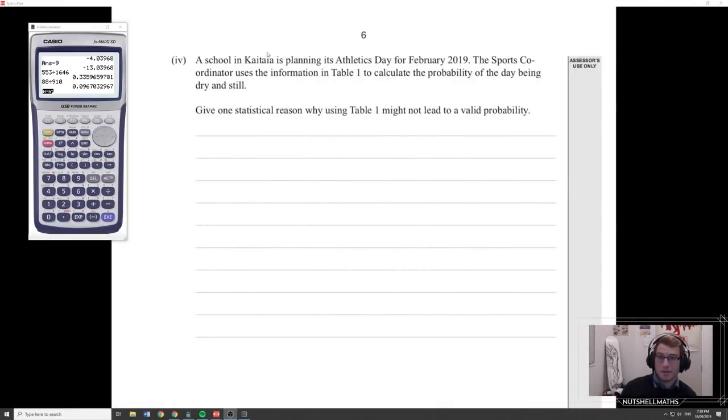If I look back here, a school in Qatar is planning its athletics day for February 2019. Okay. Can someone tell me the problem here? I'll give you a small hint. Oopsies, that's not the hint. This is the hint.